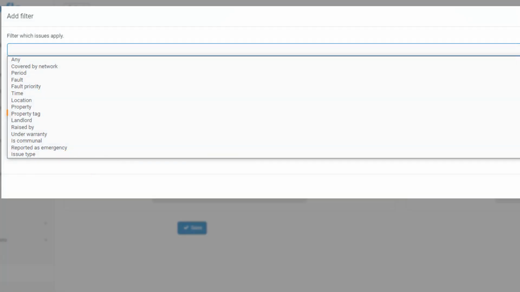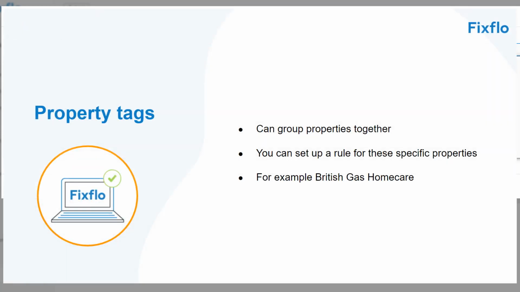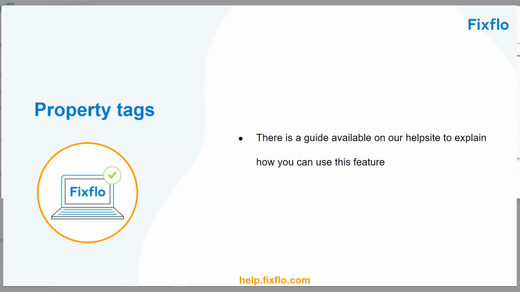You can also set up rules for particular property tags if you wish. These tags can be set up to group properties together, and then you can set up a rule for these specific properties. For example, properties covered by British Gas Home Care. We have a guide available on our help site to explain how you can use this feature.